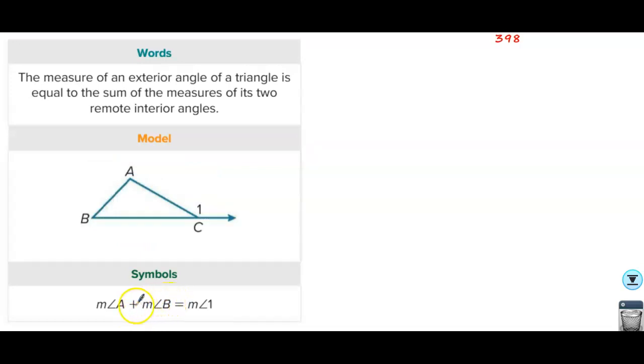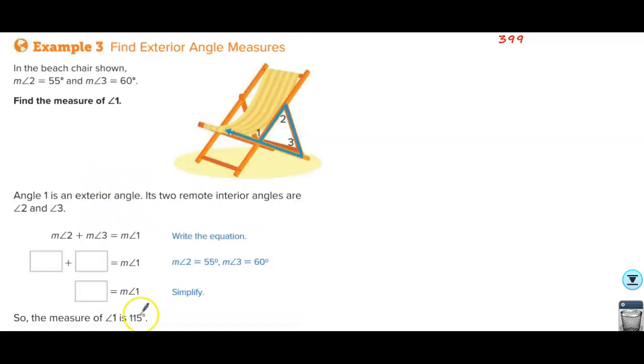This basically says the measure of angle 1 is equal to the measures of angle A plus B. And right away, they throw a chair at you. I mean, they couldn't just give you a triangle. No, they have to throw the chair in there to complicate things.